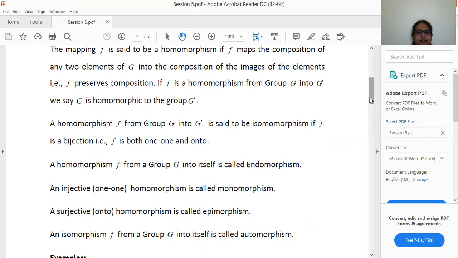So now, after studying what is homomorphism and having defined isomorphism, endomorphism, monomorphism, epimorphism, automorphism, we shall take up some examples. Here we have said that f is one-to-one. That is, f is one-to-one means if we have f(a) = f(b) implies a = b, then we say f is one-to-one.